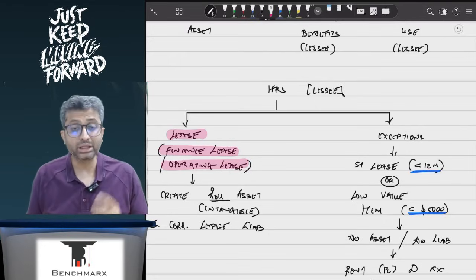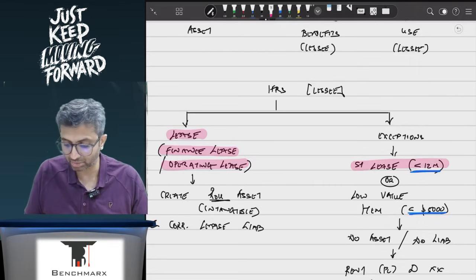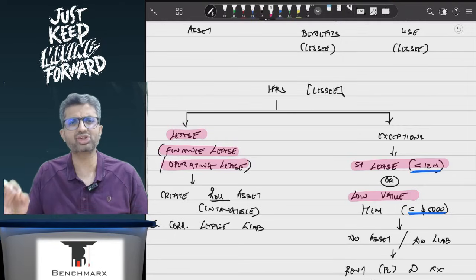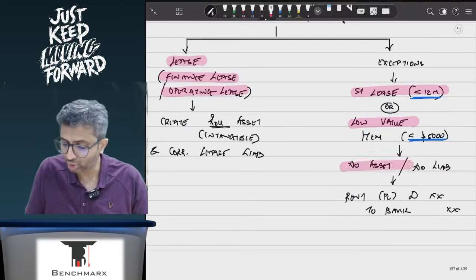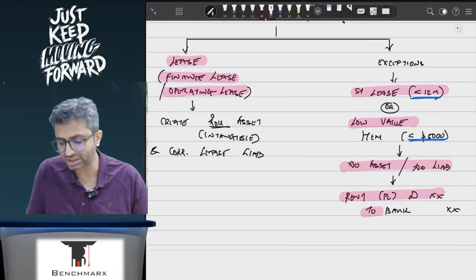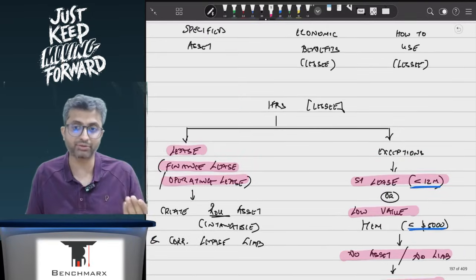Now, this is for all leases except if you are having a short-term lease or a lease of a low value item, in which case your accounting is very simple. Rent account debit to bank and then P&L account debit to rent. So, you will not record any asset, you will not record any liability, just rent account debit to bank. Now, this is in case of IFRS.